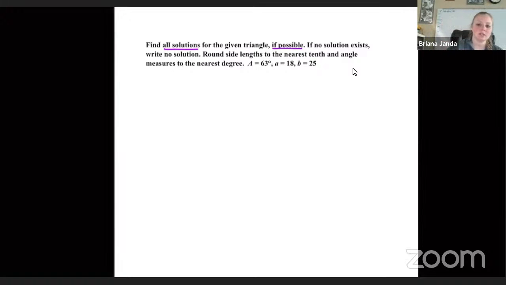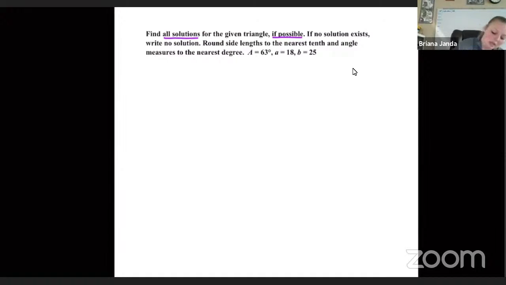Round the side lengths to the nearest tenth and the angle measures to the nearest degree. So again, I'm going to start by drawing myself a picture of what's going on, not to scale, but just so that I can help visualize and make sure that we are looking at a side-side-angle picture, because remember guys, if it's not side-side-angle, we don't have to go through this work, right? This is the key. Side-side-angle is the only time I have to consider this.